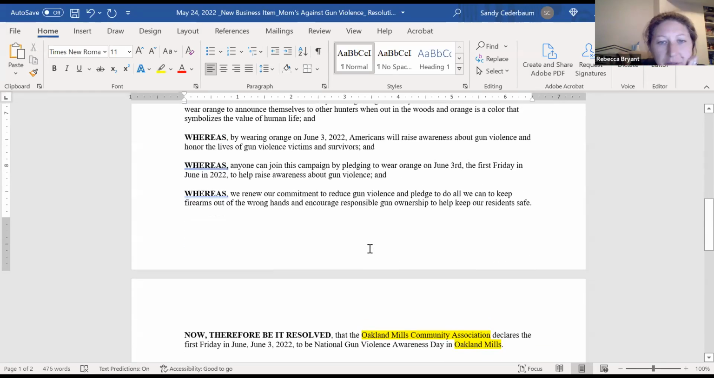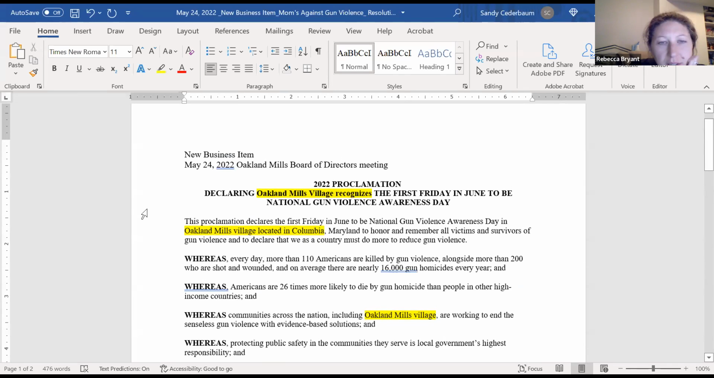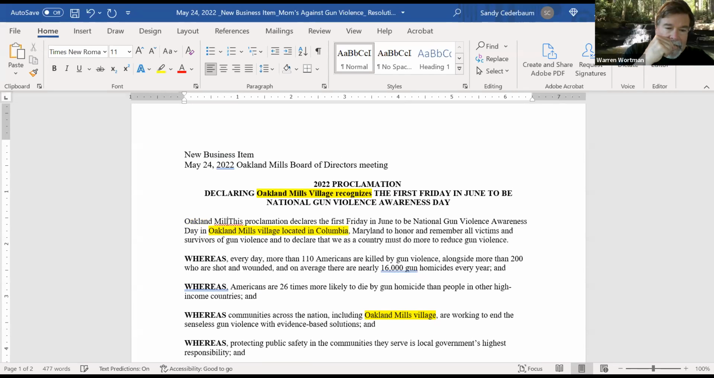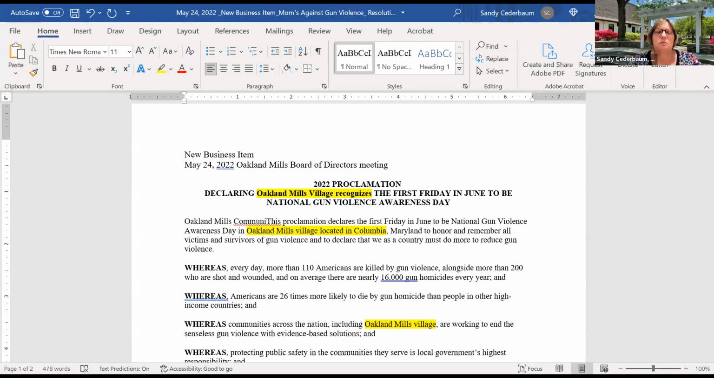Can you go back to that first line though? It says, this proclamation declares the first Friday to be National Gun Violence. Don't we want that to be Oakland Mills recognizes? Like we did with the title? We're not declaring anything. Right, that's true. Yeah, right.